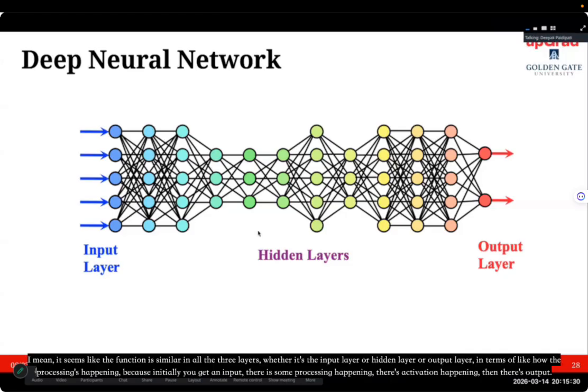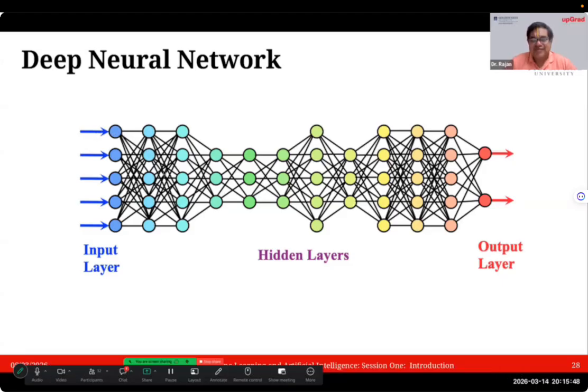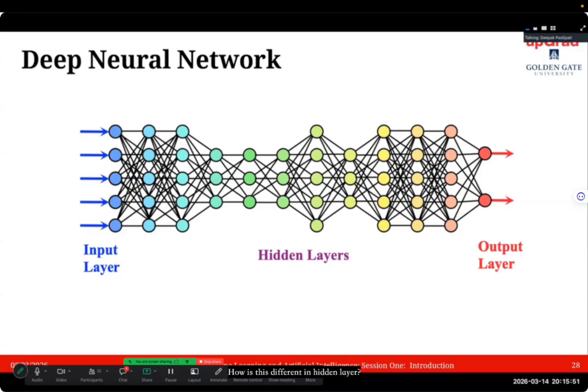It seems like the function is similar in all the three layers, whether it's the input layer, hidden layer, or output layer, in terms of how the processing is happening. Because initially you give an input, there is some processing happening, there's activation happening, then there's output. How is this different in the hidden layer? It seems like it's the same in terms of function. It's the same in each of these neurons, right? How do you differentiate what exactly happens within the input layer versus the hidden layer and the output layer?